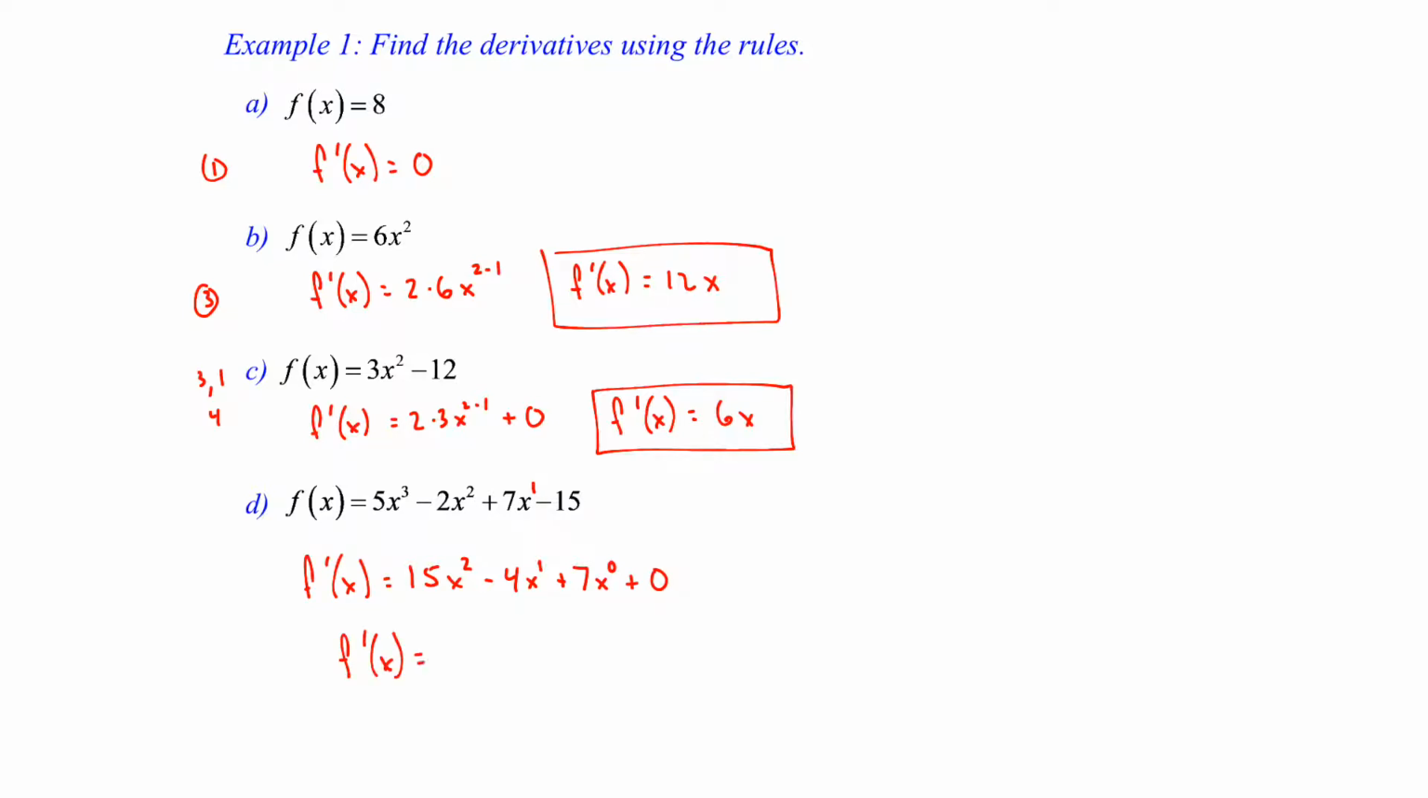So then if I simplify this, I have 15x squared minus 4x plus x to the 0 is 1. So 7 times 1 is 7. So the derivative of that polynomial, which is a cubic, is now a quadratic. Now how does this relate to slope to the tangent line? That's the next part that we will get into. Not in this video, but in the next one.